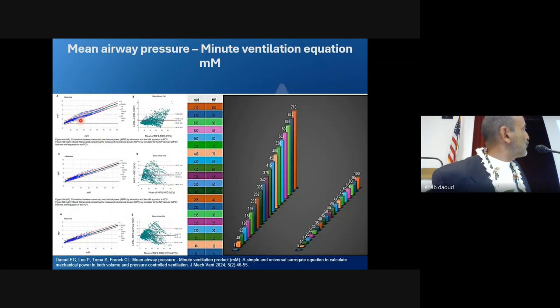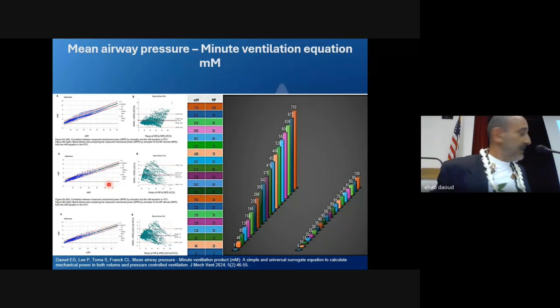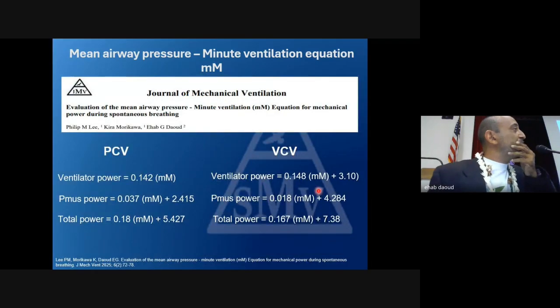It showed great correlation, unlike the equations that other people made. We compared this equation to the gold standard of measuring mechanical power, which is the pressure-volume curve, the area under the curve. And we tried to simplify it here. So if your M&M is 285, your mechanical power is 15. If it's 120, and so on. Even this people can't remember. Anyway, that was in a static condition.